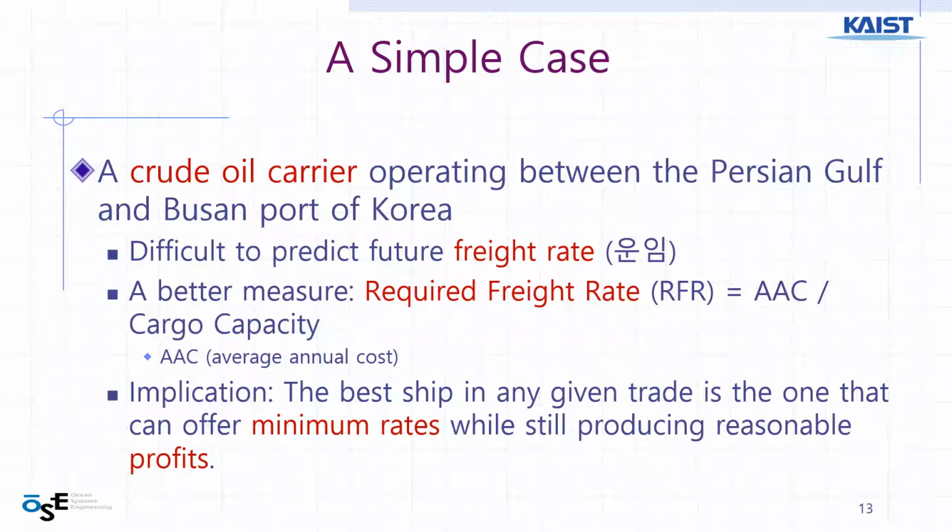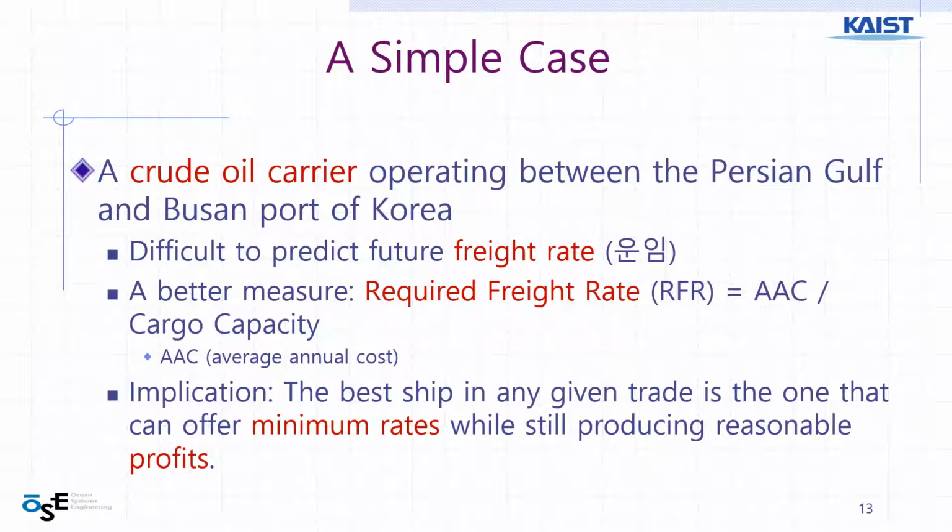So anyway, the ship is carrying the crude oil from the reservoir, something like Saudi Arabia, Kuwait, towards Korea, right? So they are expecting transportation between Persian Gulf and Busan port of Korea. That is an assumed situation. But it is not easy to predict future freight rate. Freight rate is a fair amount they pay to the ship.